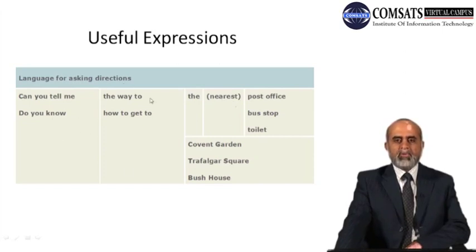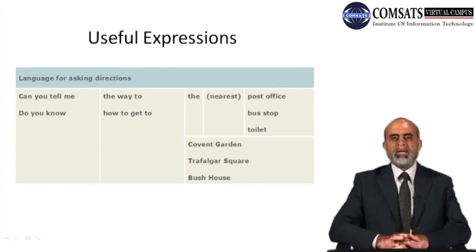Okay, now I would like you to note down these expressions for asking directions, because they would really be handy when later on I'll ask you to perform or practice dialogues using these expressions. So how do you ask direction to a place? You can start your sentence with can you tell me? Can you tell me the way to Covent Garden? Can you tell me the way to Trafalgar Square? Do you know how to get to the toilet? Do you know how to get to the bus stop? Do you know how to get to the nearest post office?